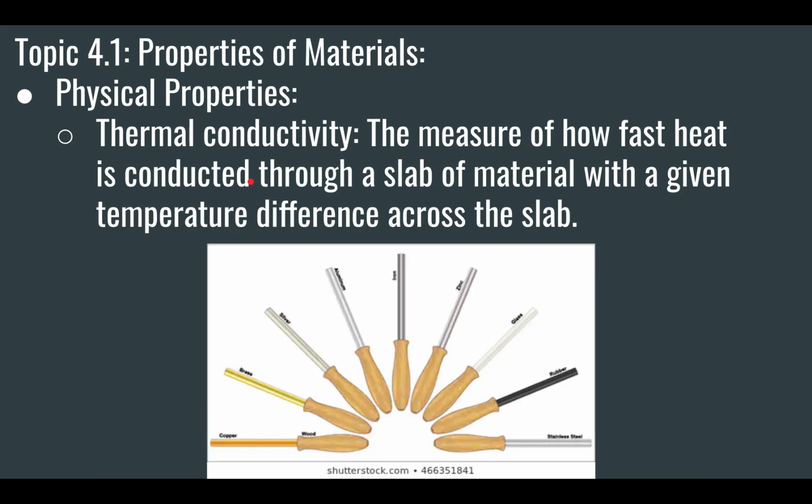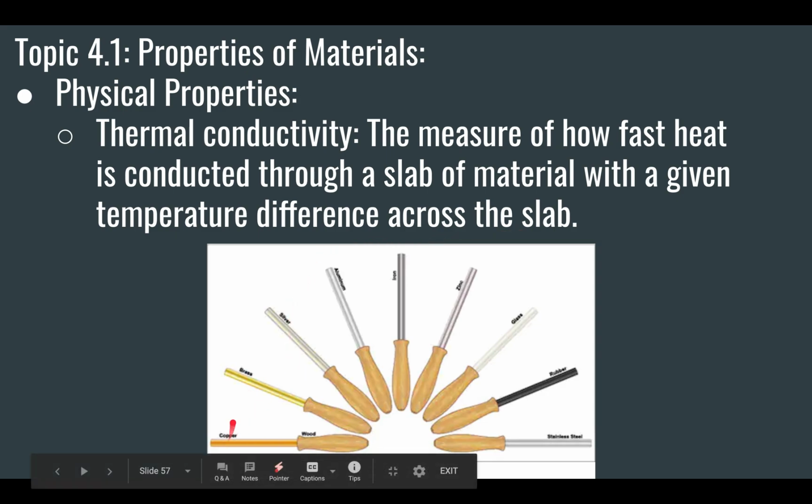Thermal conductivity is actually quite similar to electrical, and you do find that, for instance, silver is the best conductor of heat also. When we're talking thermal, anytime you see therm, remember that has something to do with heat. This is a measure of how fast heat is conducted through a slab of material at a given temperature with a given temperature difference across. This is a definition you should know, across a slab. But essentially, it's how well a material allows heat to conduct.